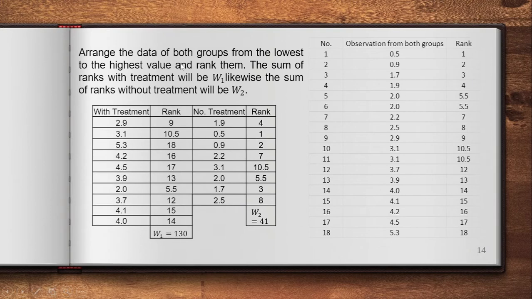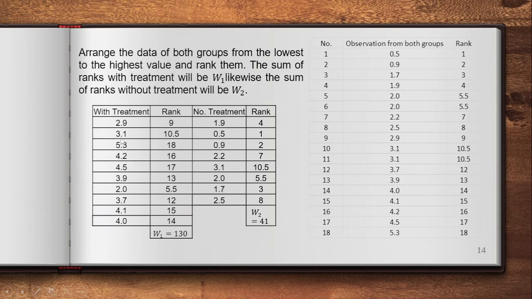So arrange the data of both groups from the lowest to the highest value and rank them. The sum of ranks with treatment will be W sub 1. Likewise, the sum of ranks with no treatment will be W sub 2. Now, let's focus on this table.